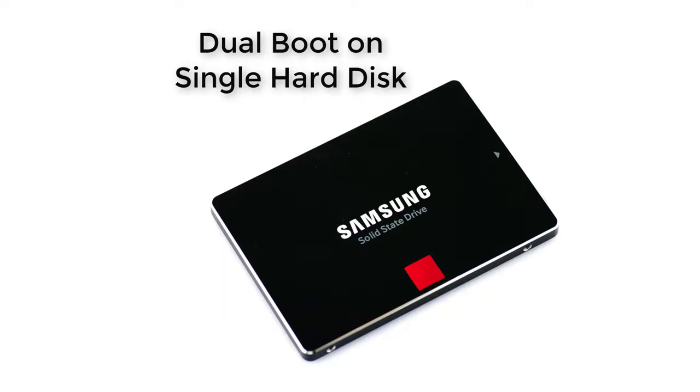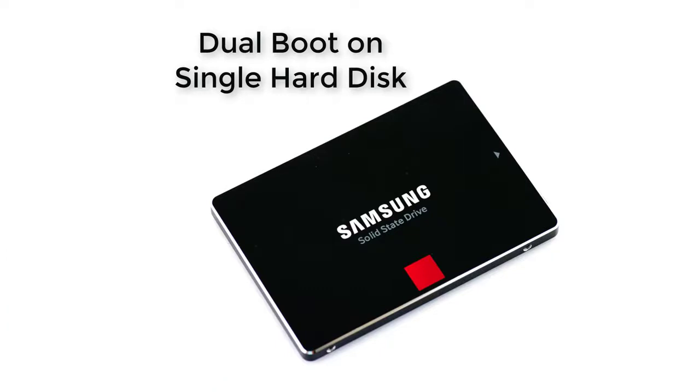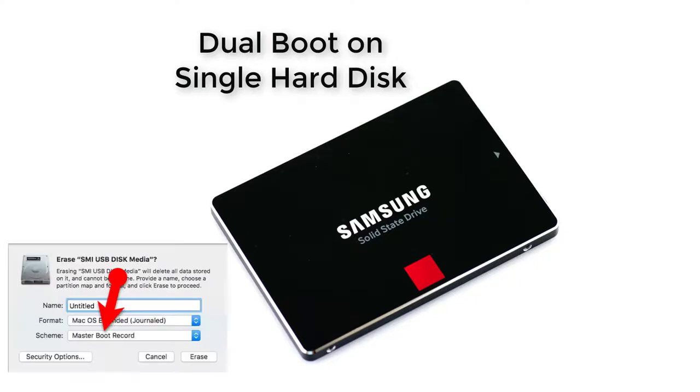It means to install Windows 10 as UEFI, your hard disk partition map should be GPT or guided partition map. To install Windows 10 as legacy, your hard disk scheme should be MBR, master boot record. In the dual booting process, it's recommended that you install Windows as UEFI, because if you install it as legacy, then you can't install Clover bootloader for macOS Sierra on MBR scheme.